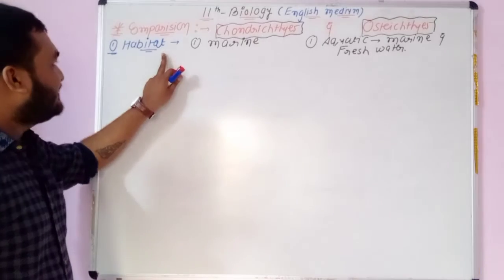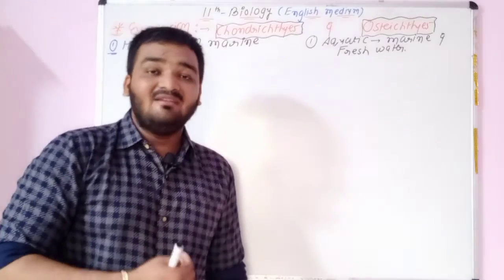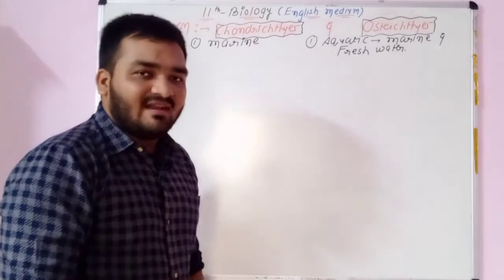So the first thing is about the habitat, meaning the Chondrichthyes like to live in the marine, meaning salty water, while the Osteichthyes like to live in the marine as well as fresh water.